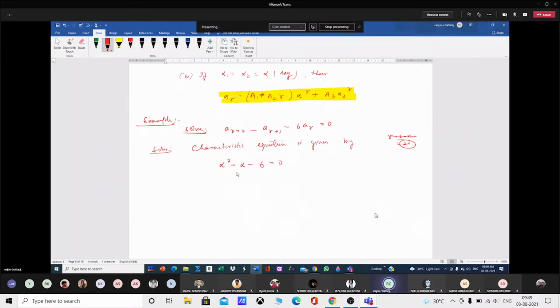Okay, now solve it. It is 6. It is minus alpha, then minus 3 and minus 2. So you will get alpha minus 3 and alpha plus 2. So alpha is equal to 3, minus 2. So what do you see? Real and distinct.